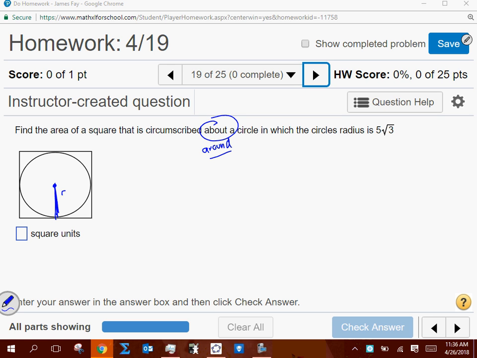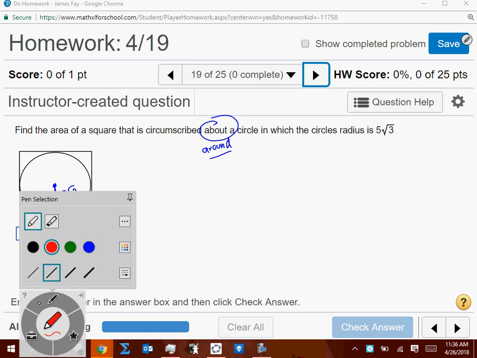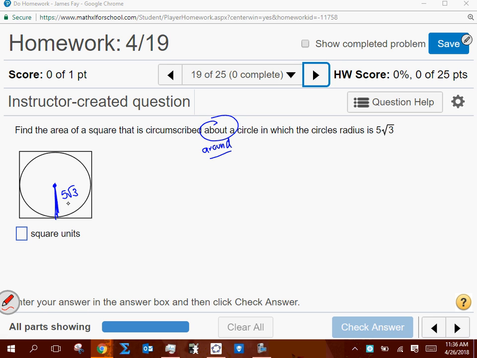Now, this is the way I think I would do it, and hopefully you do as well, because this is the most efficient way. If that's 5 radical 3, remember that's your apothem for the square, because the square is a regular polygon. But don't you also know that that radius would be 5 radical 3? Okay. And that distance is exactly the same as a side length. So what is a side length for this square?